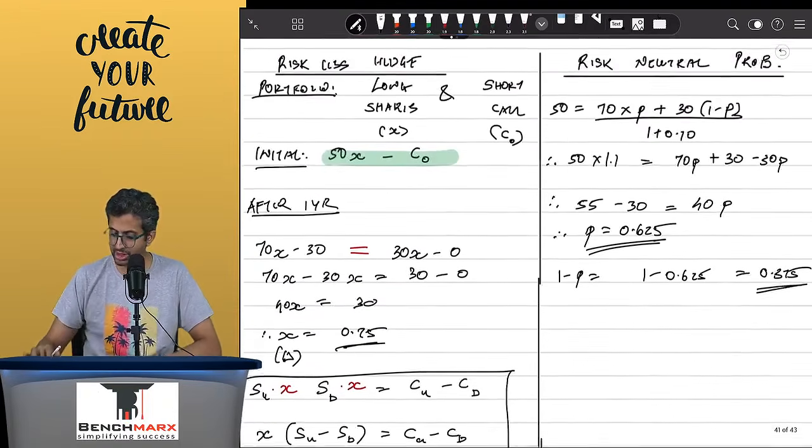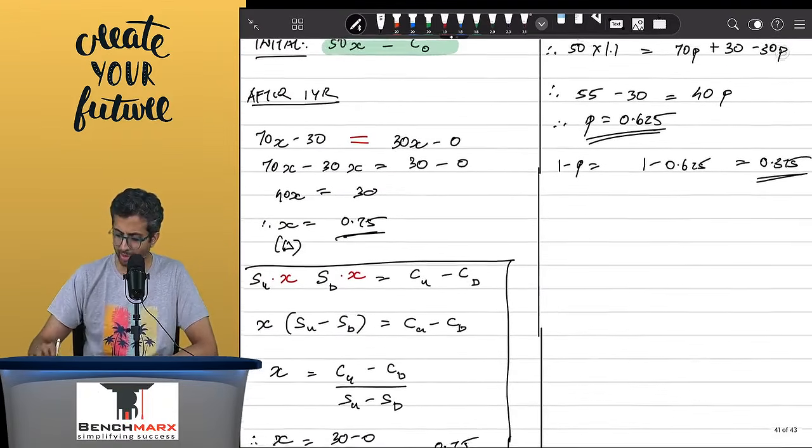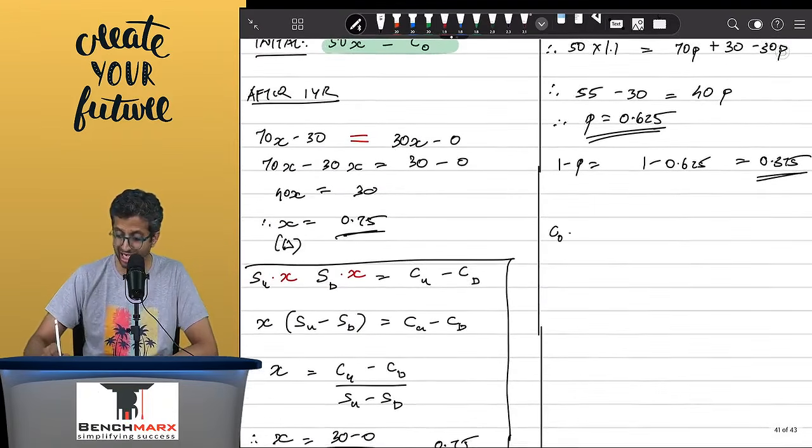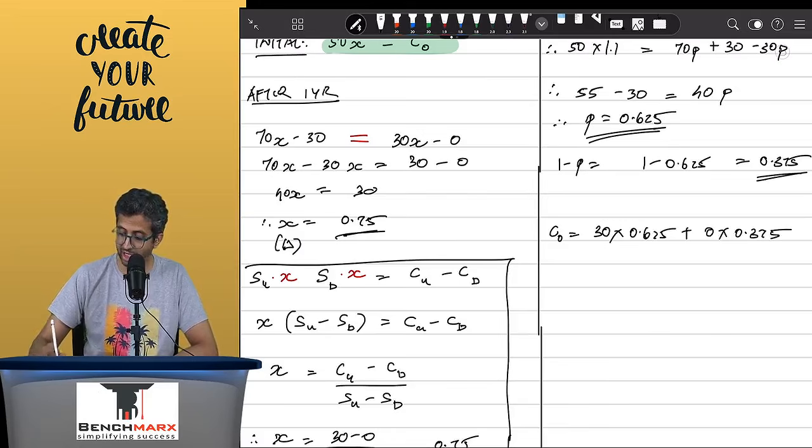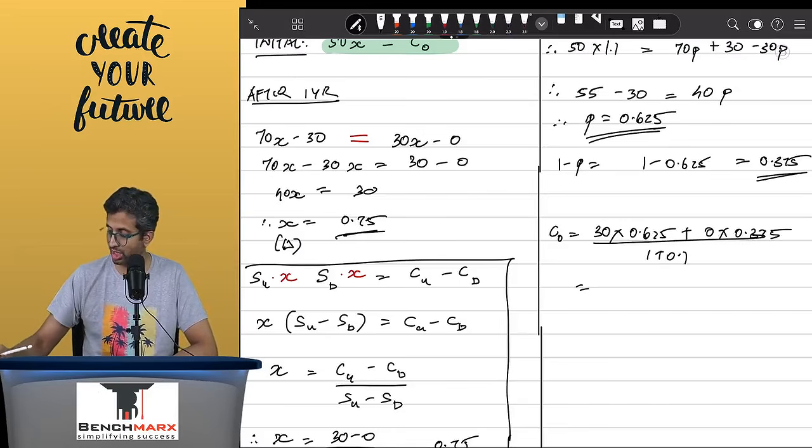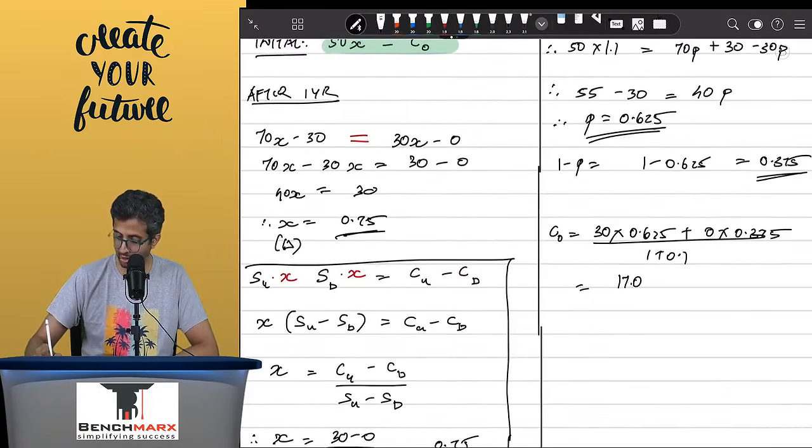So over here, this is your probabilities. The value of the call option can directly be calculated as a present value of future possible call payoffs. That is 30 into 0.625 plus 0 into 0.375 divided by 1 plus 0.1. So if you do this, 30 into 0.625 comes to 18.75 plus 0 upon 1.1. If I solve this, this is around 17.05 or 0.5 as the case may be.